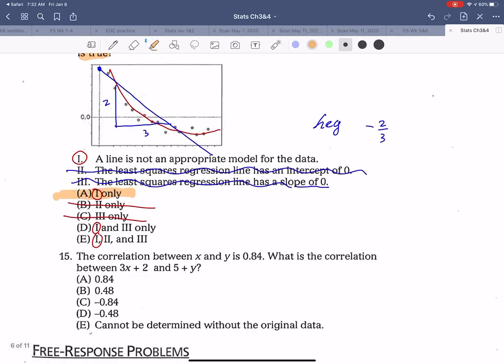Number 15, the correlation between x and y is 0.84. Okay, so that's our correlation. What is the correlation between these two values? Interesting. So I think I need a formula. This is a weird question. I haven't seen a question like this, so I don't think that these would show up on a test. I'm pulling this out of another book. Our answer, because you guys would be able to see the answer, is C.